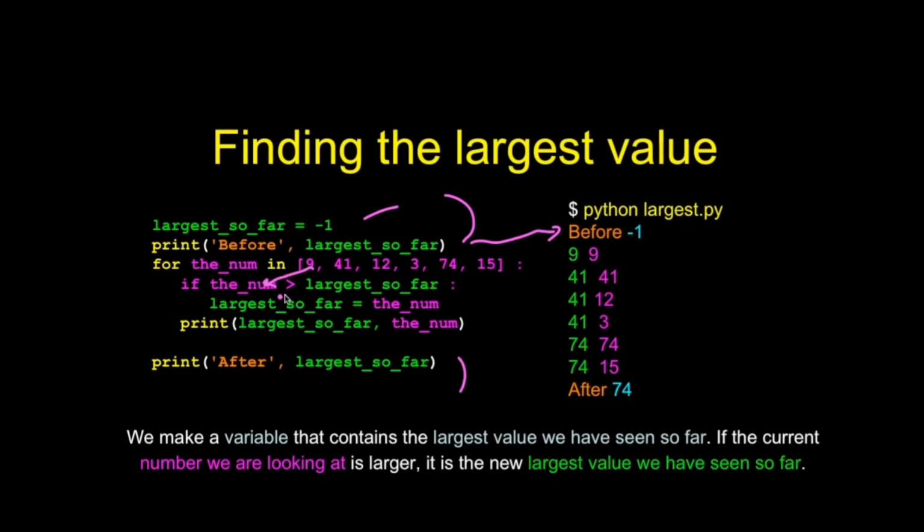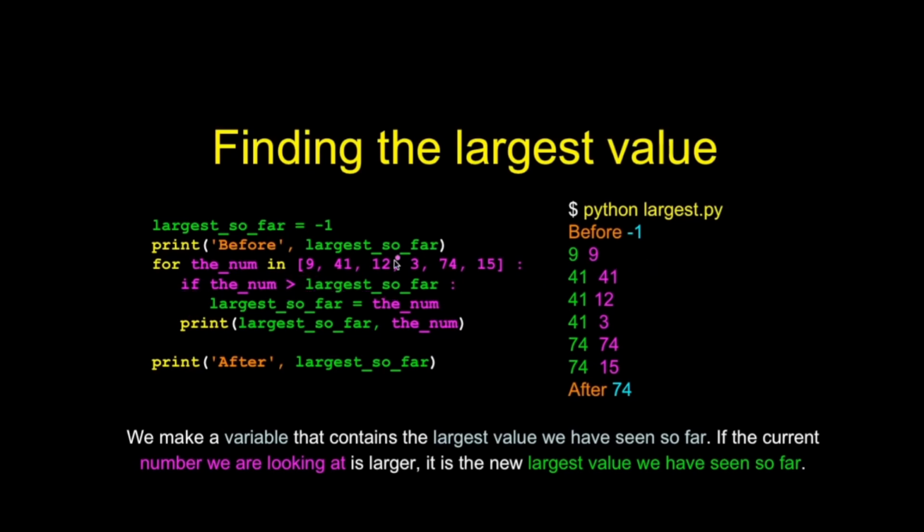If 9 is greater than largest so far, well, largest so far is -1, so that's true, so this code's going to run. So we're going to remember the new number. So this is 9, and so 9 ends up in largest so far, and then we print it out. And so largest so far is 9 after we saw the number 9. Then we do it again. So now 41 comes in. And is 41 greater than 9? The answer is yes, it is. So we're going to run this code, copy 41 into largest so far, and then print it out, and largest so far is 41 after we saw the number 41.